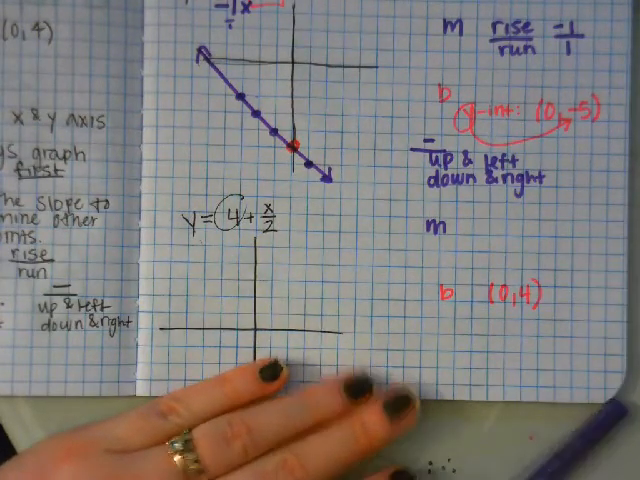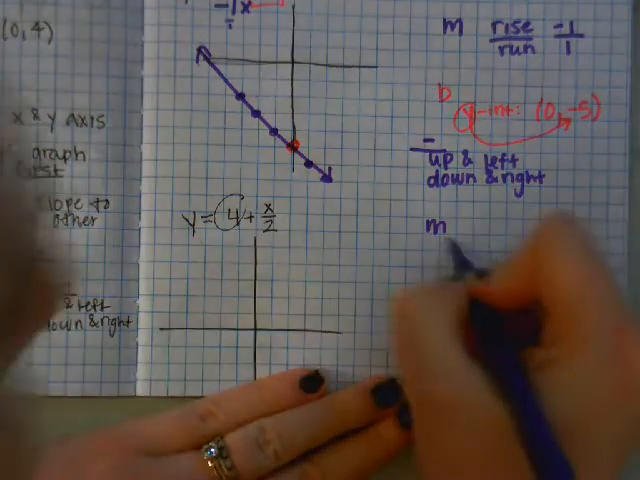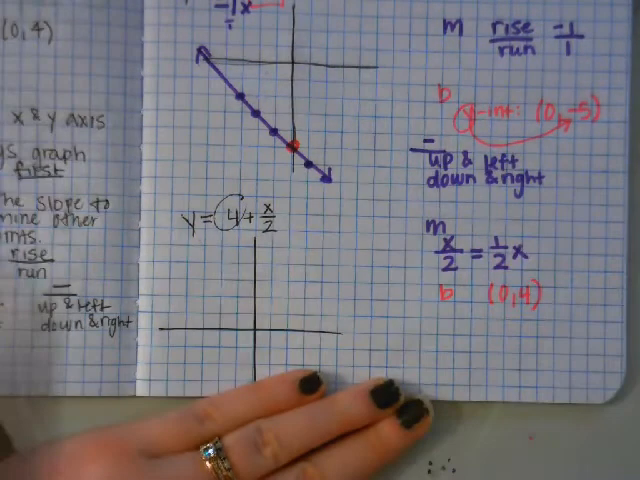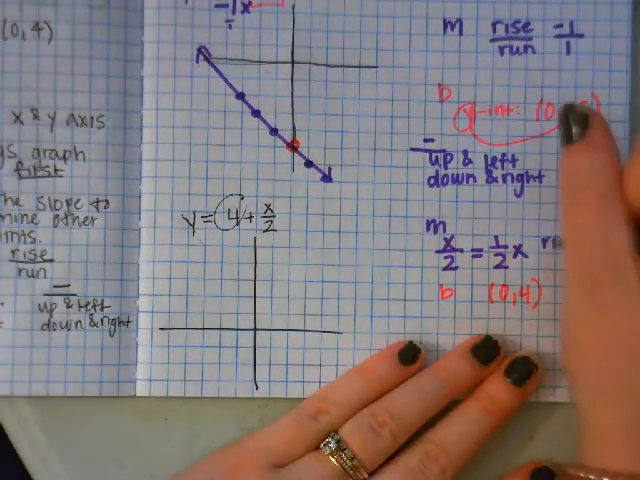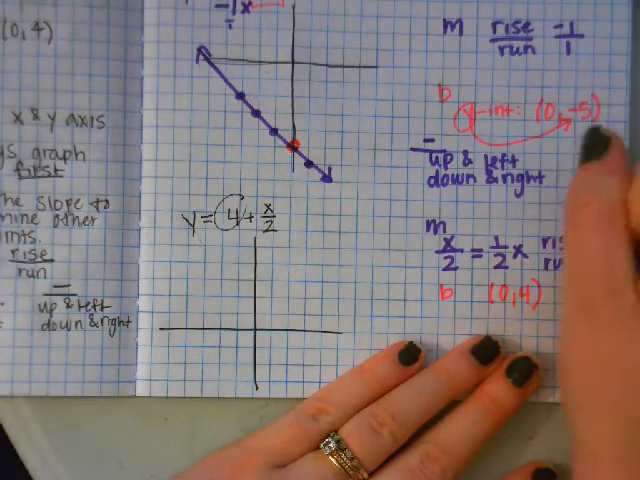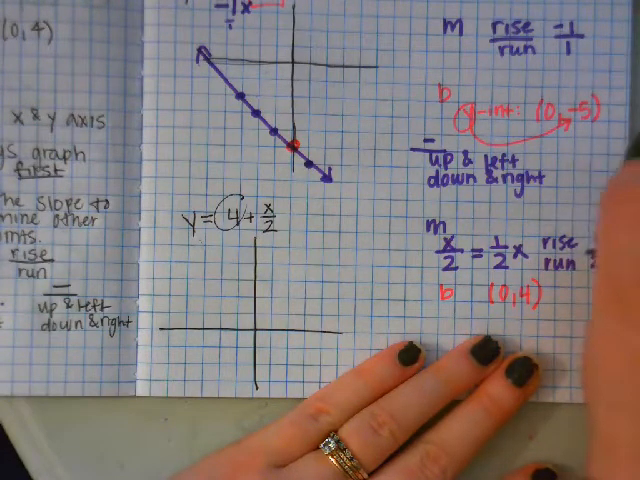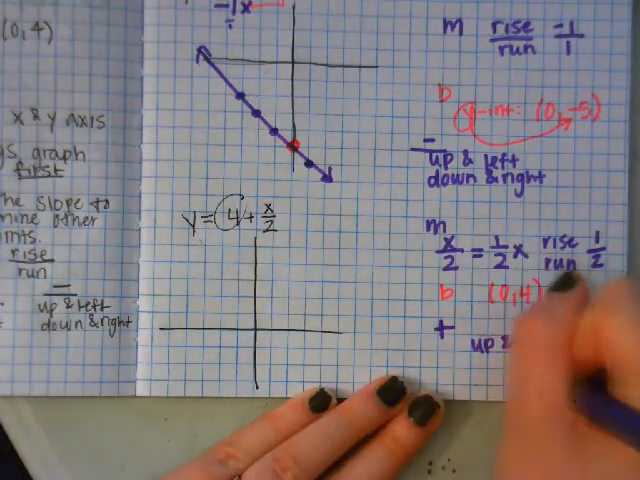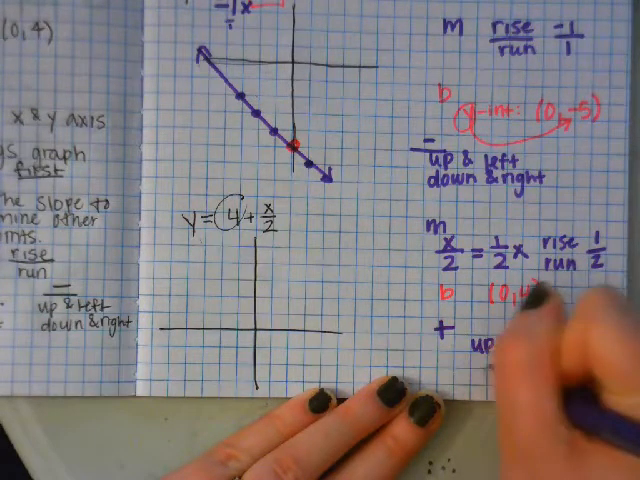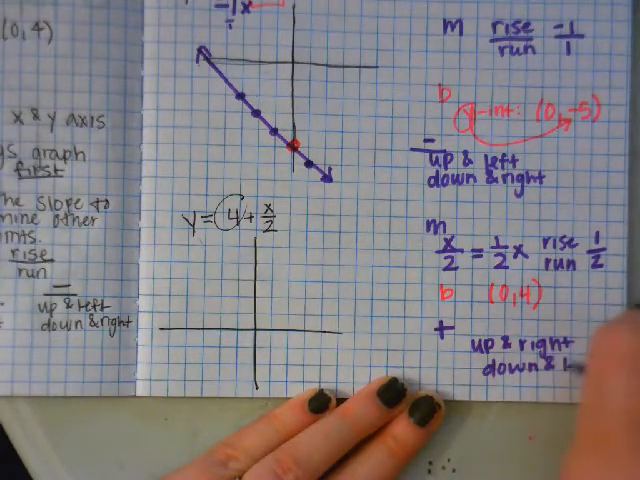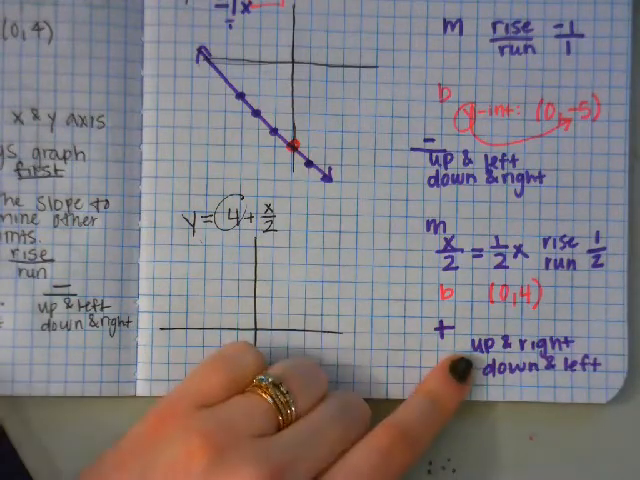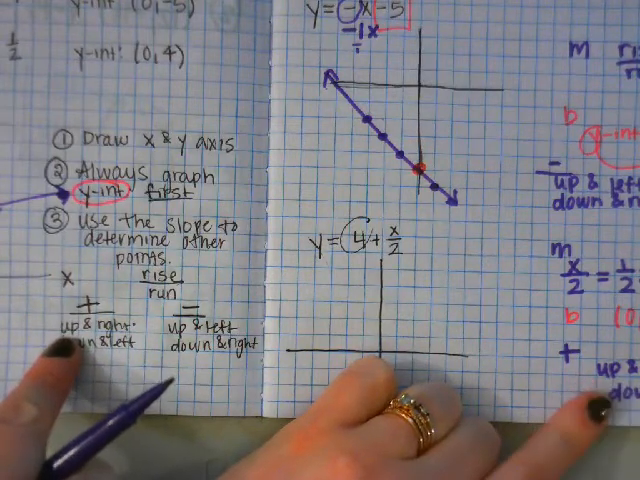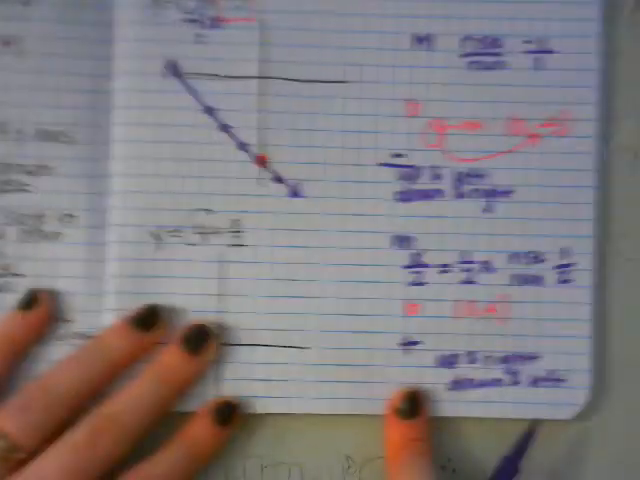And then let's talk about our slope again. Remember, x over 2 is equal to 1/2 x. So that means our rise is 1 and our run is 2. And this is a positive slope, so we can go up and right, or down and left. Now, if you're curious about where this is coming from, it's just coming from our rules over here on this page that I gave you, right? That's what we know makes a positive slope. So you just need to kind of remember that.